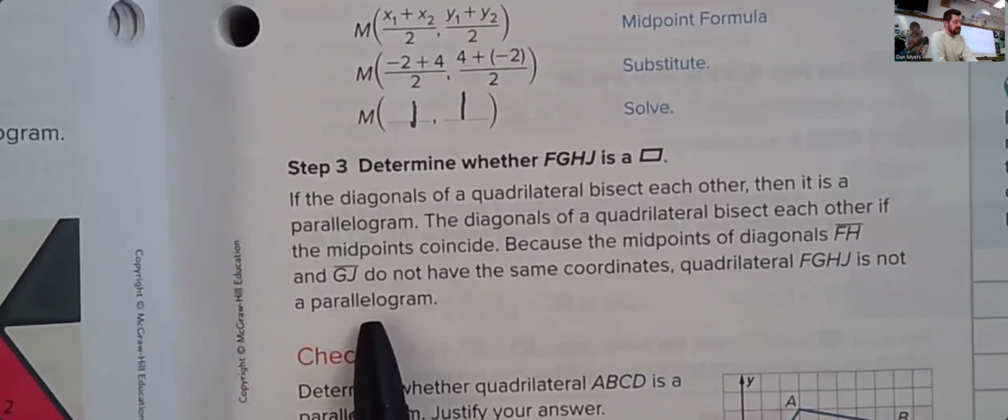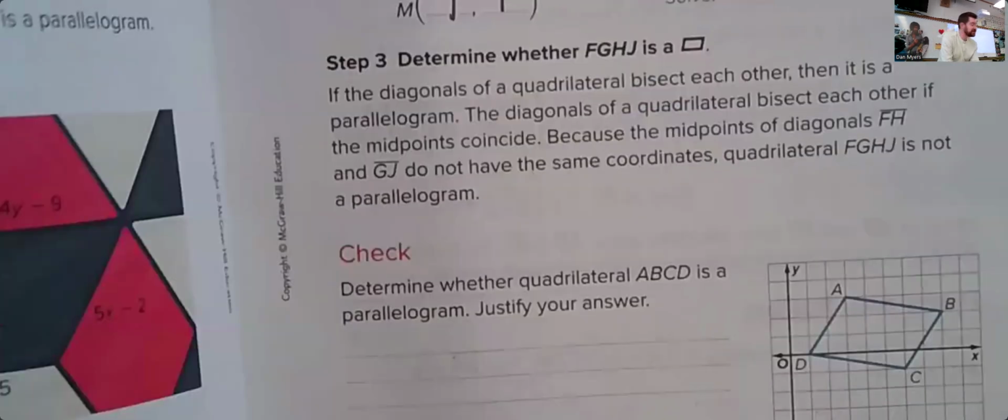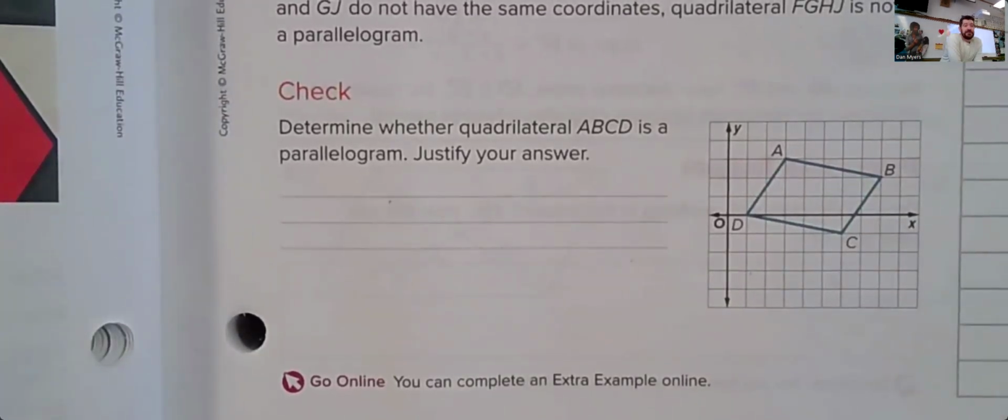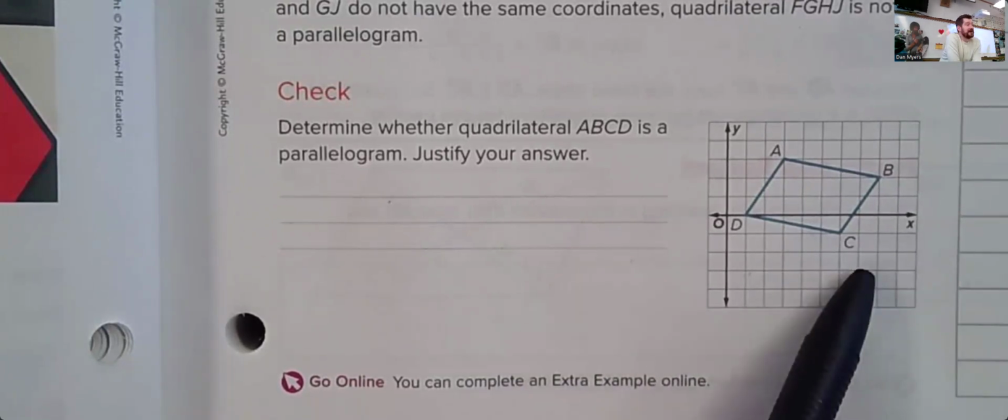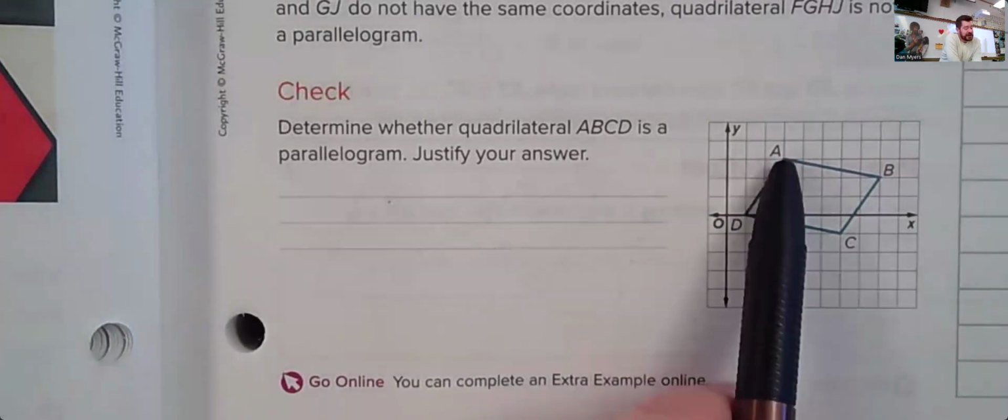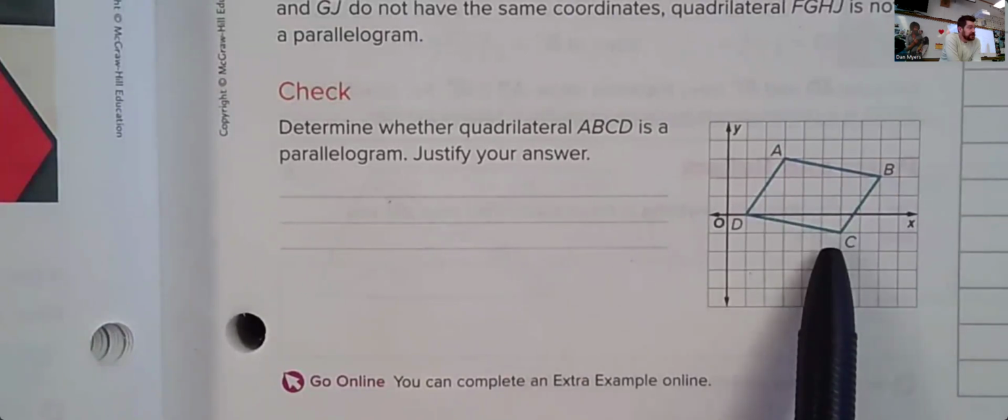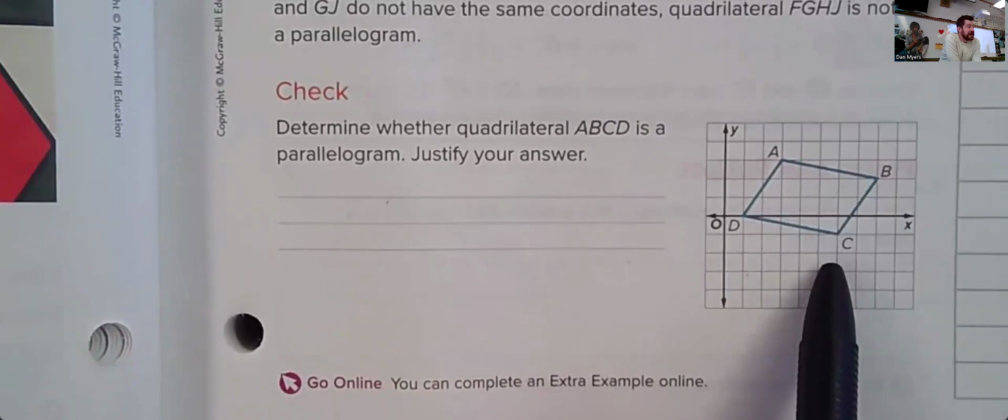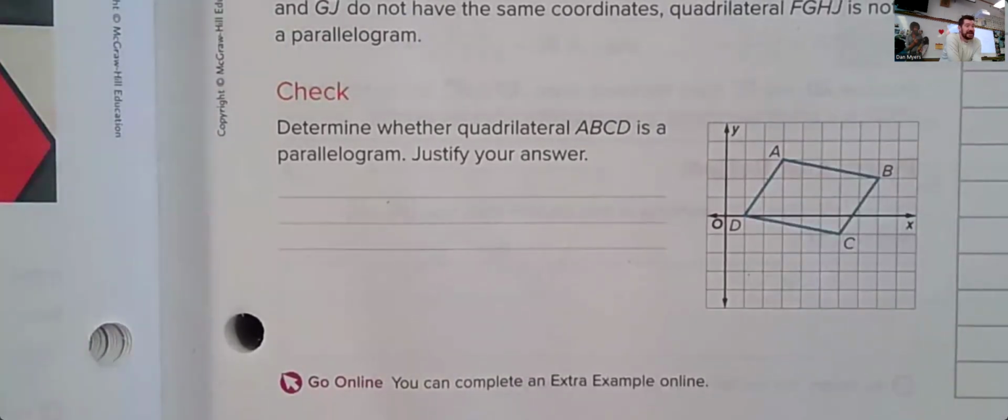Now, the other way to do this would be, well, let's just try this one here. I personally would much prefer to use the slope method. If the opposite sides have the same slope, that means it's a parallelogram, which means we don't have to do any calculations because we're working with a grid. That's why I'm choosing this method, because in my opinion it's the easiest. So if we find the slope between A and B and D and C, those need to be the same. If we find the slope between A and D and C and B, those need to be the same. If any of those happen to not be the same slope, then it can't be a parallelogram.